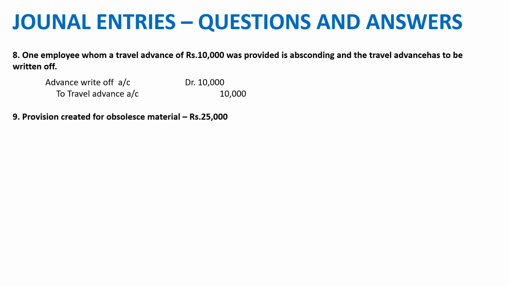Next transaction. Provision created for obsolescence material 25,000 rupees. So inventory is obsolete now. You can't sell in the market. You have to write it off. So inventory write-off expense debited. Inventory is an asset. You have to reduce it. Reduction of asset is credit to inventory 25,000 rupees.